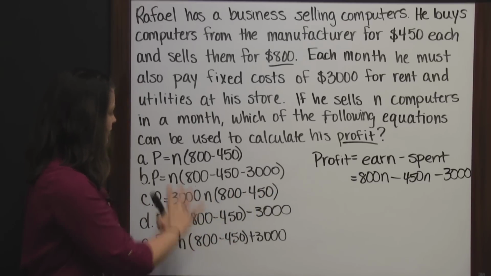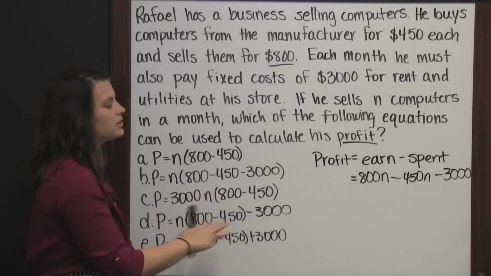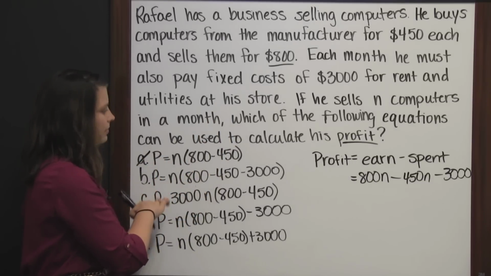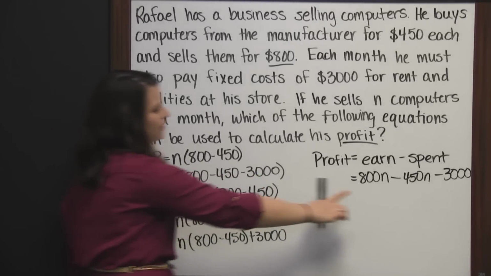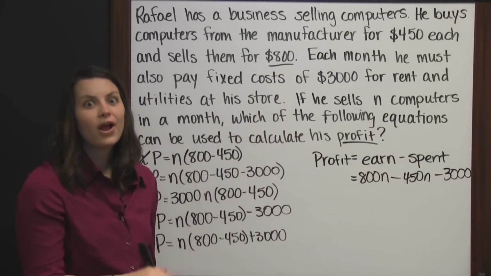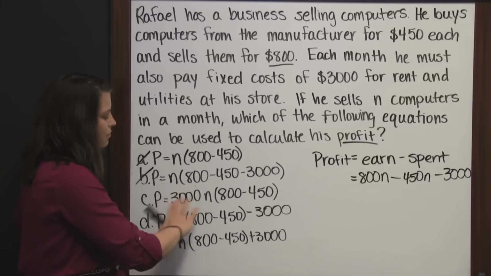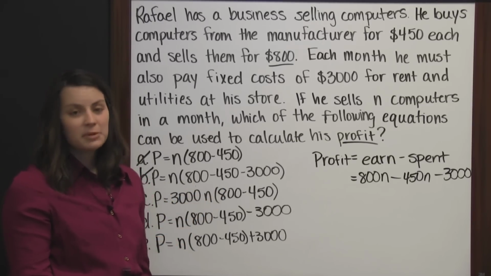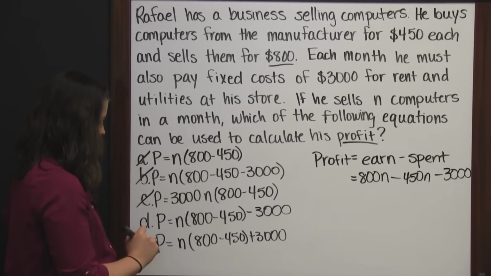Now if we compare what we have to these equations, we know we can already eliminate A. It doesn't even take the $3,000 into account, so A is out. On B, if we distributed this in, we'd be subtracting $3,000 N, which is not right. We're not losing $3,000 for every computer we sell, so B is out. On C, it has us multiplying 3,000 times N, which would be great. He'd be making tons of money, but that's not this situation.